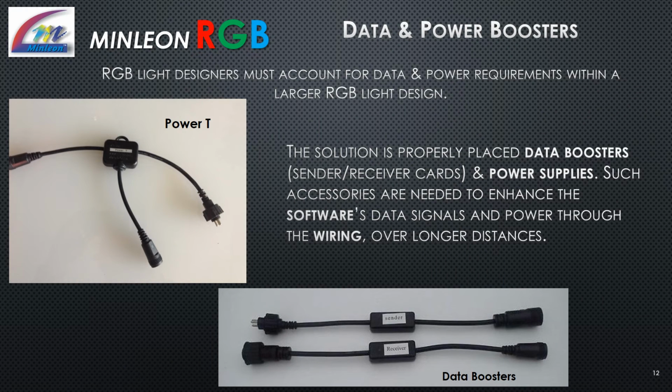Data and power boosters. RGB light designers must account for data and power requirements within a larger RGB light design. The solution is properly placed data boosters, sender-receiver cards, and power supplies. Such accessories are needed to enhance the software's data signals and power through the wiring over longer distances.